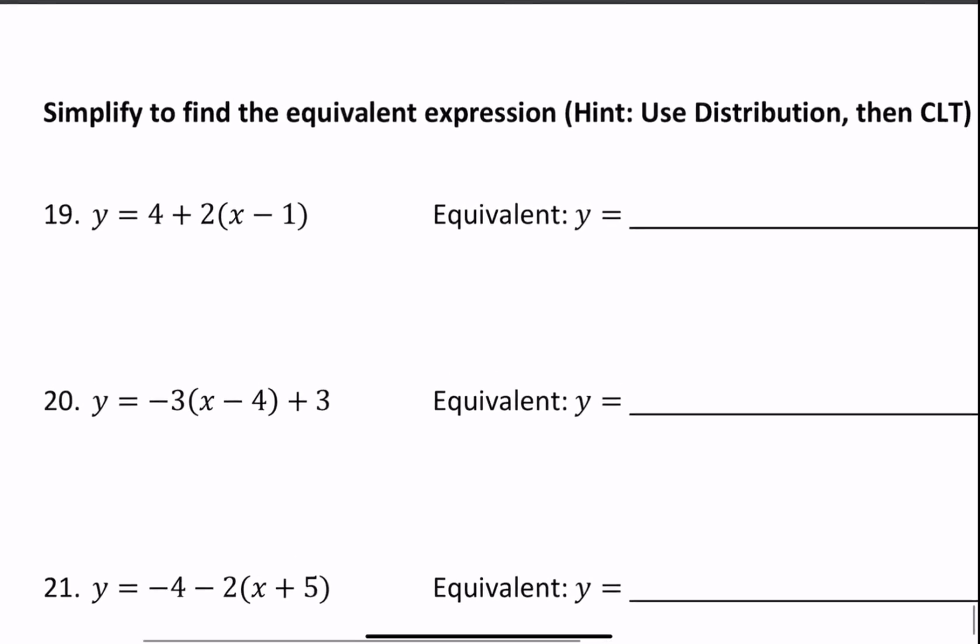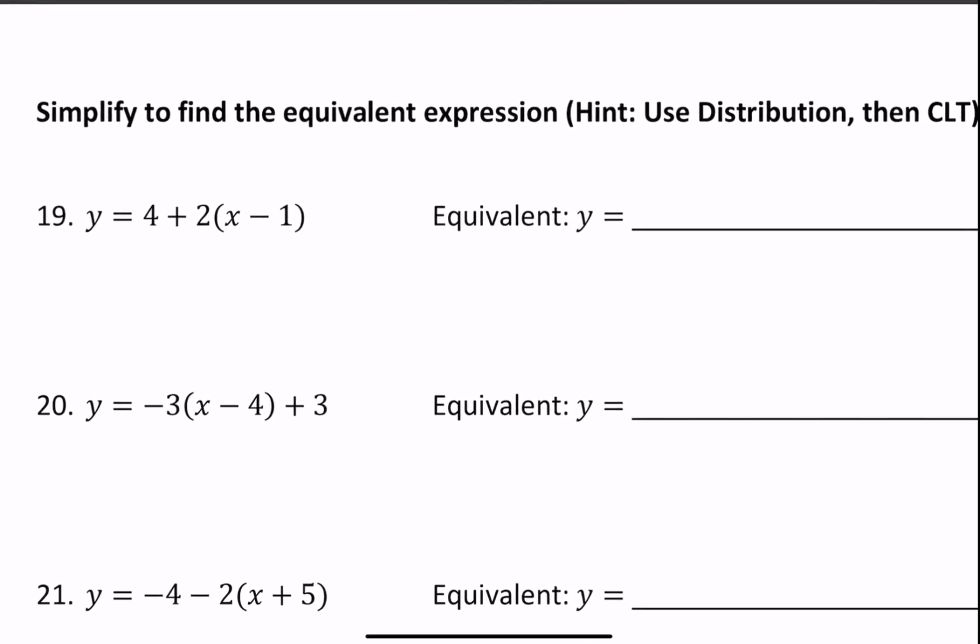We're going to distribute, so remember parentheses mean multiply. So first we're going to multiply 2 into the parentheses, so that's 2x, and it stays positive. And then we have 2 times -1, which is a -2. Nothing else changes, so we keep it all the same. Then we combine like terms, 4 minus 2, which leaves us with 2. So our final answer is y is equal to 2 plus 2x.